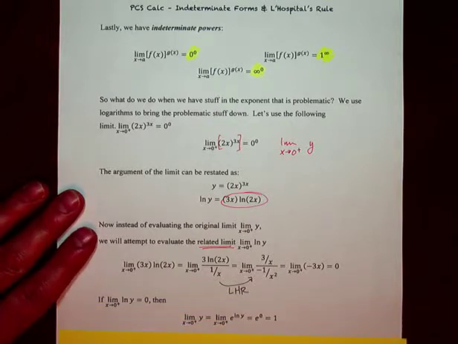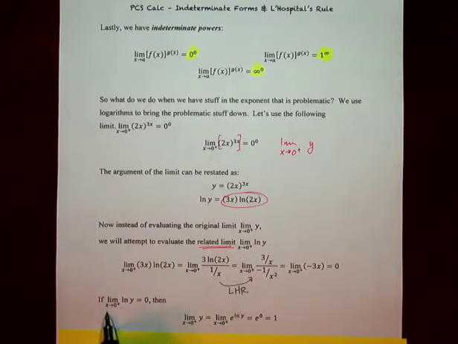So here's the logic. If the limit of natural log y goes to 0, then the limit of y, because it can be rewritten like this, y can be unsimplified into e raised to the natural log y. If this piece right here is going to 0, then that whole expression is going to e to the 0. And e to the 0, as we know, is simply 1.